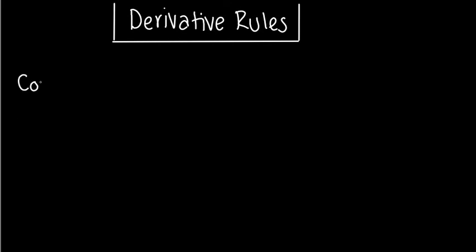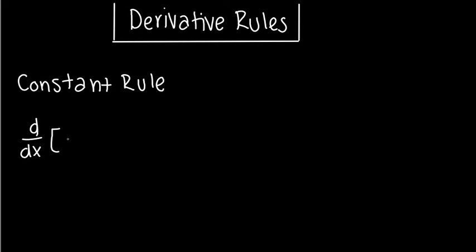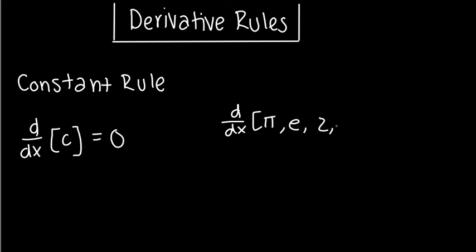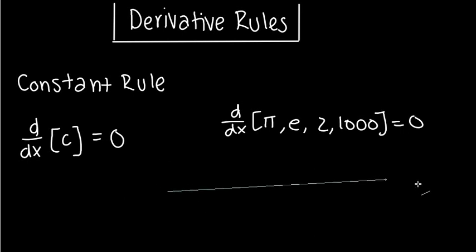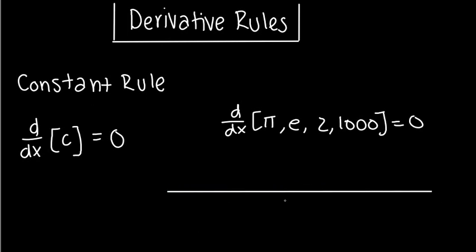The idea of this derivative rule is that the derivative of any number or constant is just equal to 0. If you have the derivative of pi or e or 2 or 1000, everything is just equal to 0. This is because any number as a function would just give us a straight, horizontal line with no slope. So that just gives us the derivative or slope of 0.